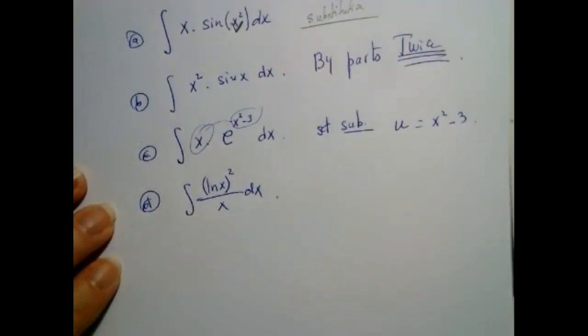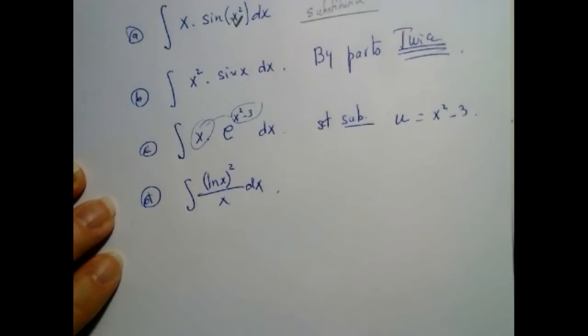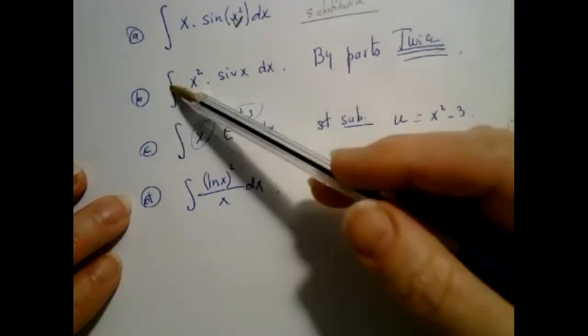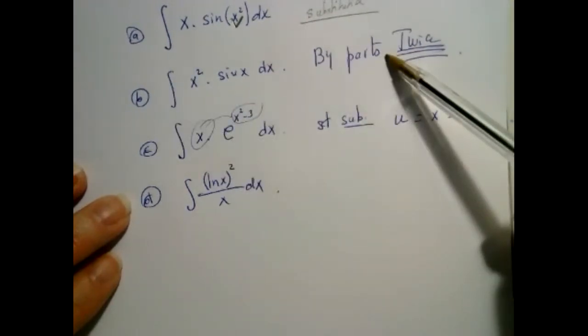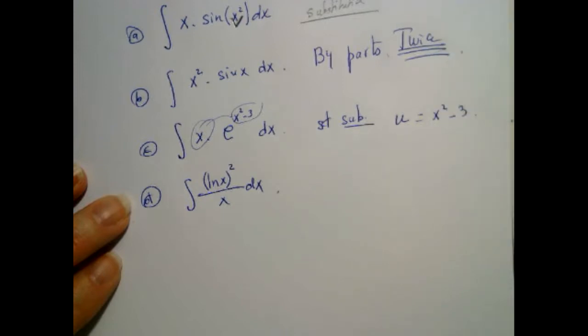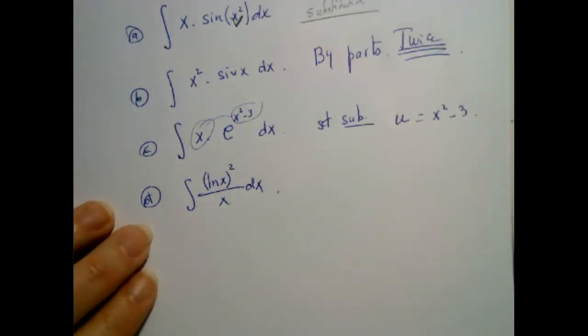Substitution or by parts? B is by parts because you can't put the du inside of the sine, right? Which one? B? Yes, B. Absolutely by parts. And twice. You know why twice? Okay, D.